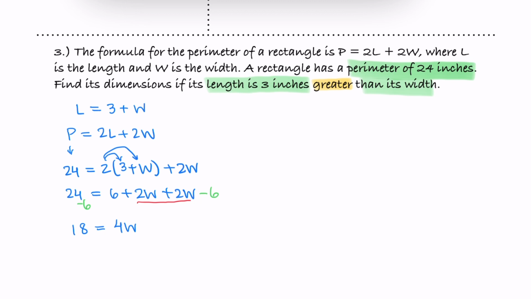Okay, now to get rid of that 4, the coefficient of W, I'm just going to divide by 4 on both sides, and we get W is equal to 4.5 inches.